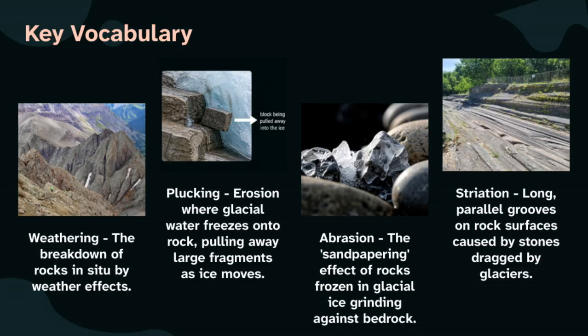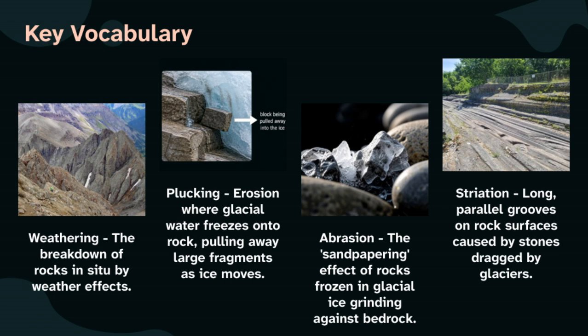The first word is weathering. Weathering means the breakdown of rocks in situ. That means the rock is broken down where it stands, without being moved away immediately. The second word is plucking. Plucking is a type of glacial erosion. It happens when meltwater freezes onto rock, and then the moving glacier pulls pieces of rock away.